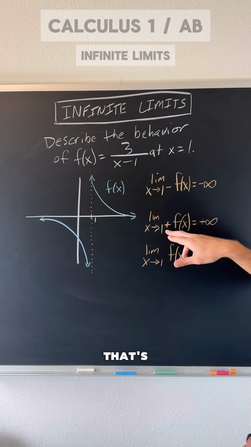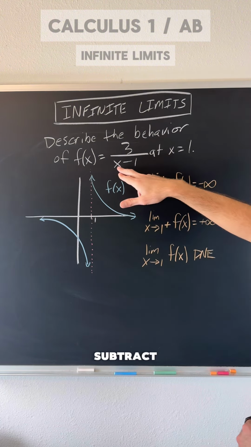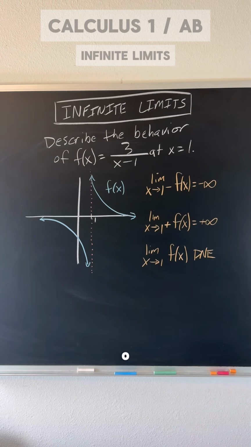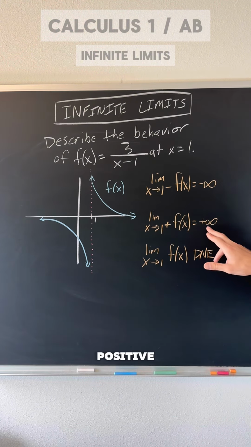Similarly, for a value that's slightly larger than 1, you would subtract something slightly larger than 1 from 1, you would get a number close to 0, but slightly positive. Therefore, if you take 3 and divide by a very small number that's slightly positive, that would push your value to be extremely large and positive, which is equivalent to our positive infinity.